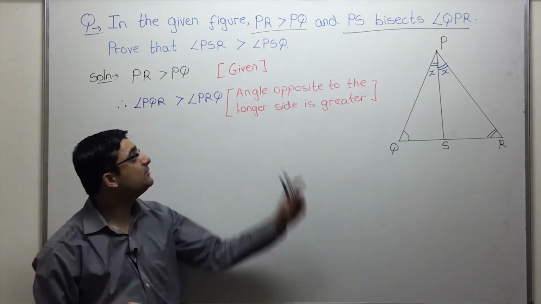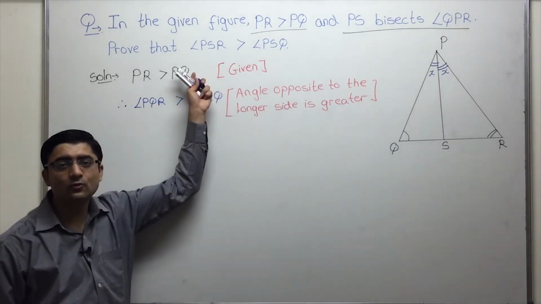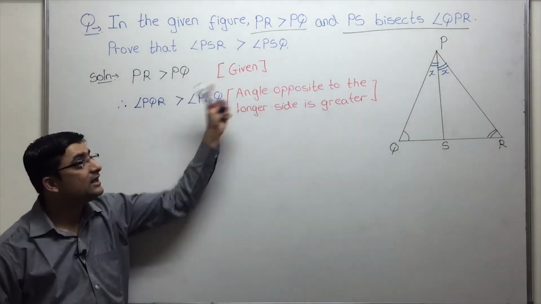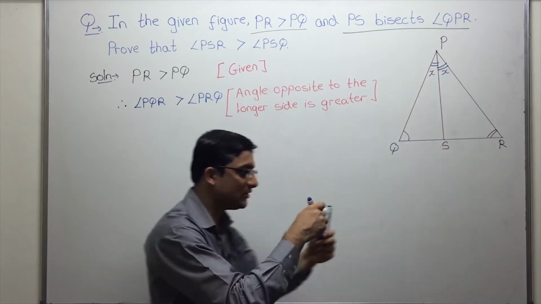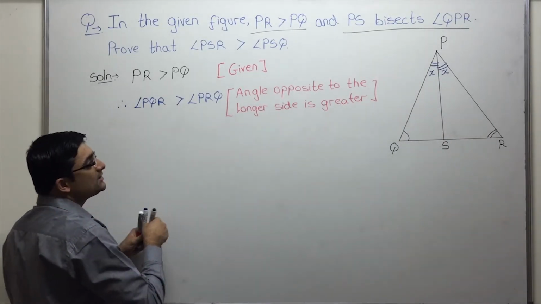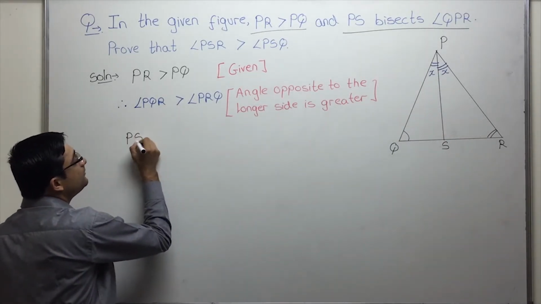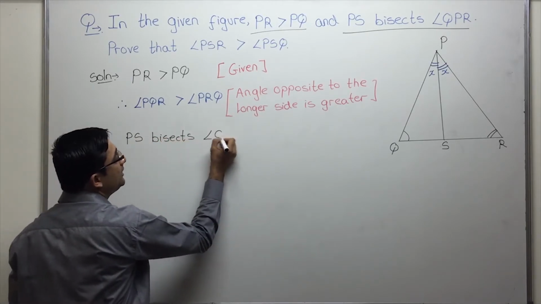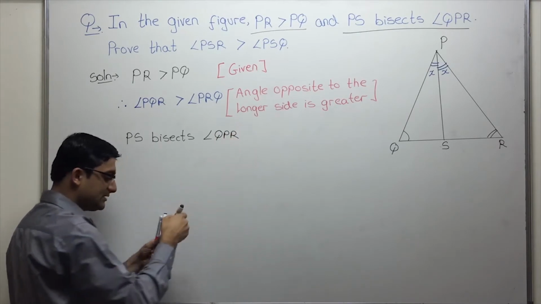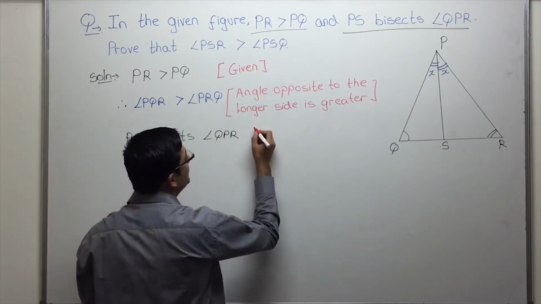So go step by step. First write down what is given to you. Based on what is the conclusion we drew? This over here. Next we're given PS bisects angle QPR. So what is our conclusion? These two angles are equal. So write it down. So again, what is given to us? Write it down. PS bisects angle QPR. This over here is given to us. So write in bracket given.